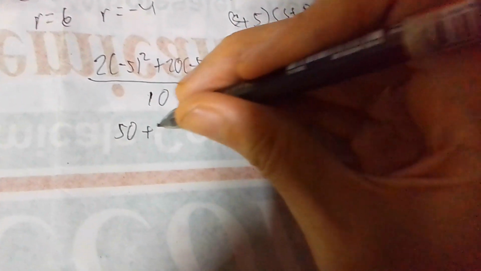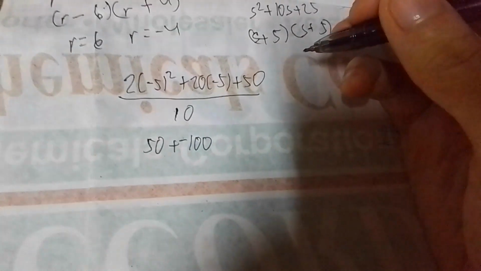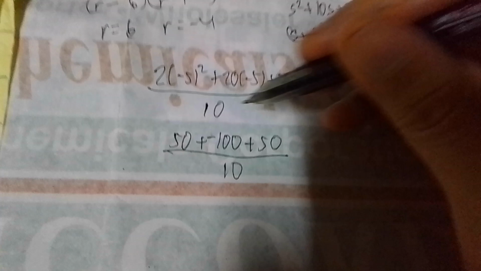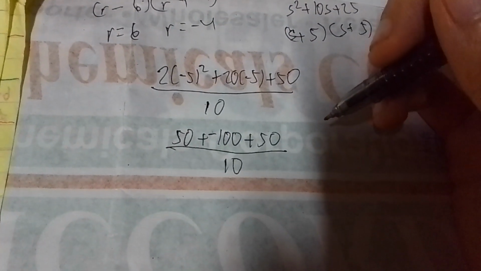So to work the math here, we know that negative 5 squared is 25. Times 2 is 50. 20 times negative 5 becomes negative 100. And then plus 50. All divided by 10. Adding up these numbers together, 50 plus 50 equals 100. 100 minus 100 is 0. So it becomes 0 over 10.